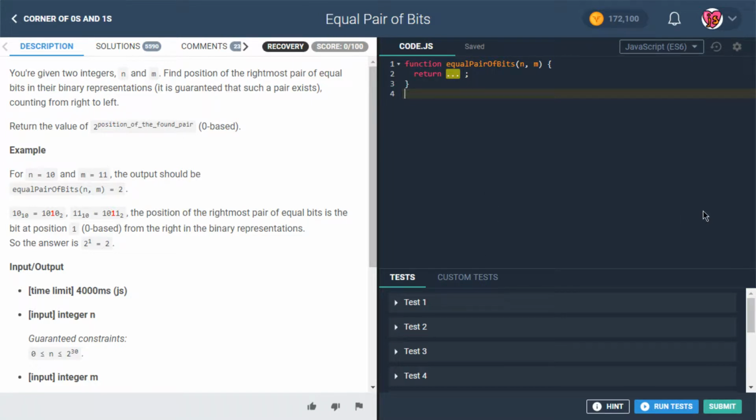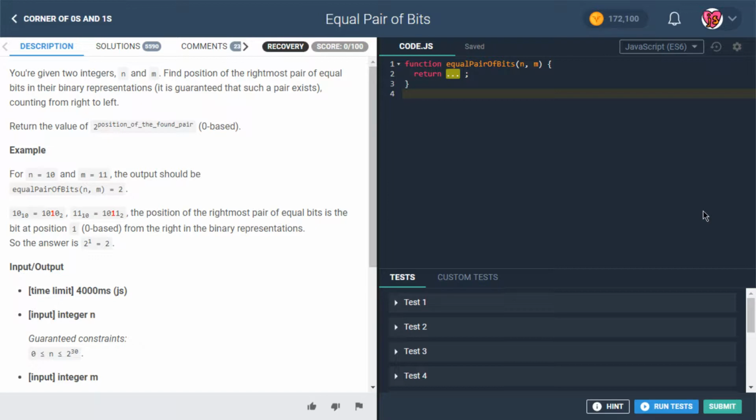So in this case, we're given two integers. They're called n and m. Well, this sounds kind of familiar. Find the position of the rightmost pair of equal bits in their binary representations. This is almost exactly the same as the previous one, except instead of looking for the place where they're different, we're looking for the place where they're the same.